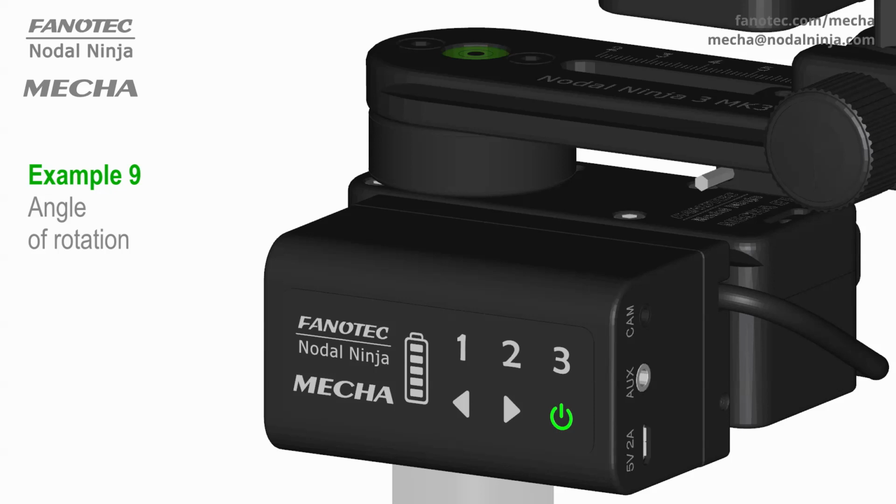Example 9. If a single-axis MECHA is running a dual-axis preset, when rotation is needed along the second axis, MECHA will pause and the LEDs show the angle of rotation along the second axis. The value is rounded to the nearest integer and is displayed as follows. For example, for a tilt of 45 degrees, for 5, or minus for 5 if the value is negative.